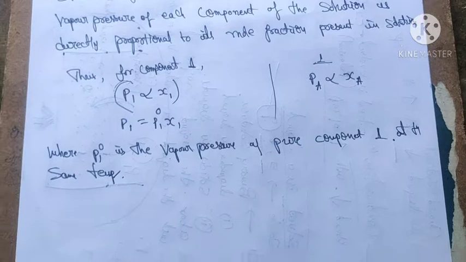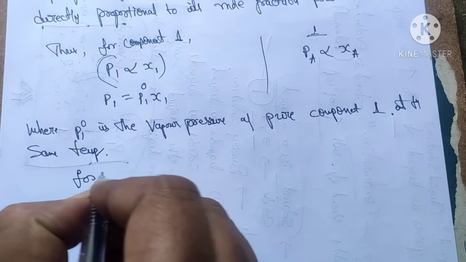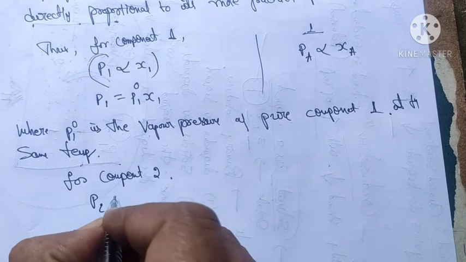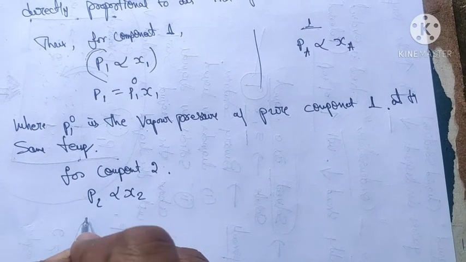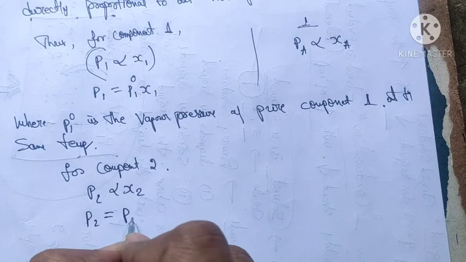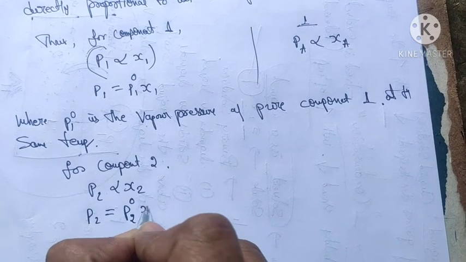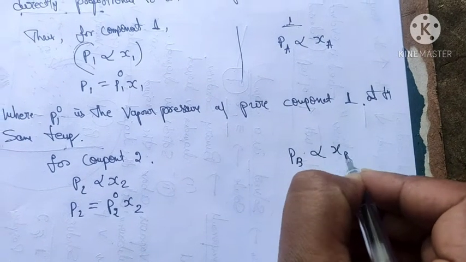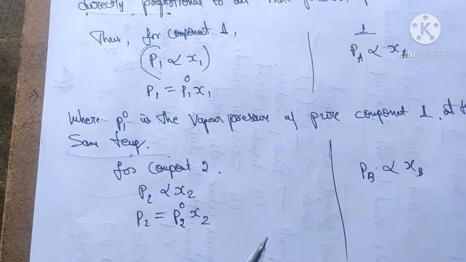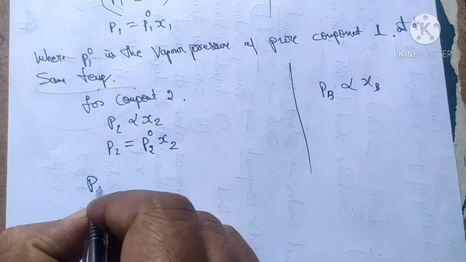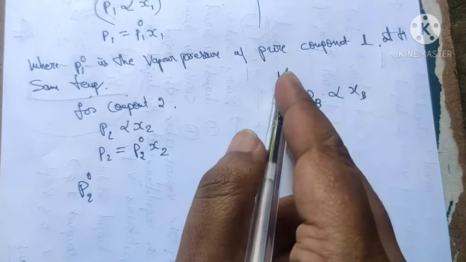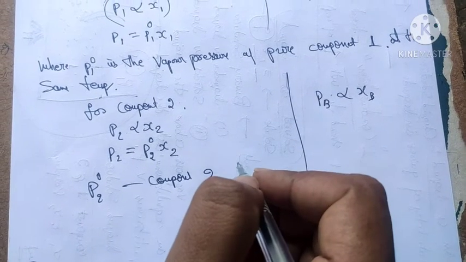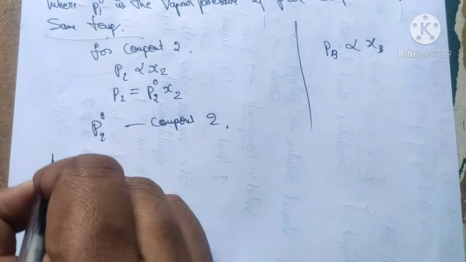Similarly, for component 2, P2 is directly proportional to x2, so P2 equals P2 naught x2. Here we take PB directly proportional to XB. So P2 naught is the vapor pressure of pure component 2 at the same temperature.